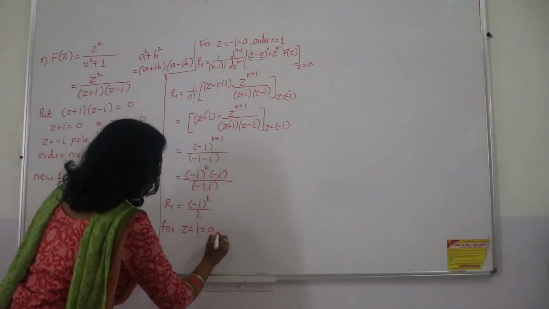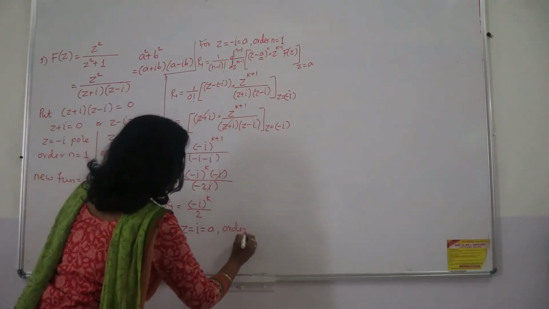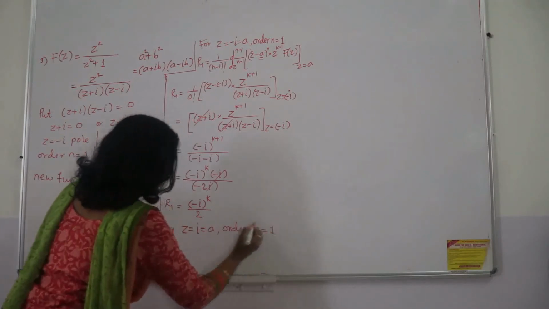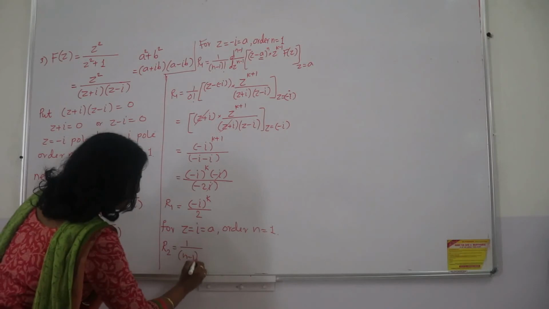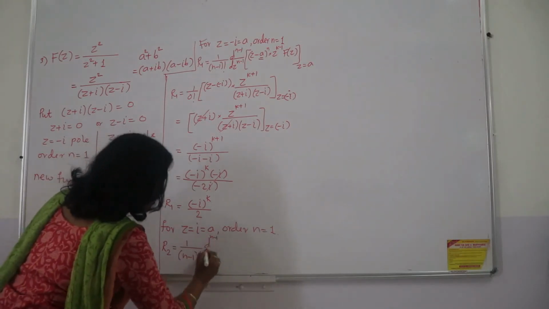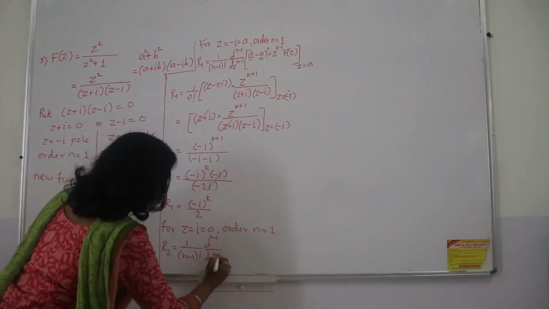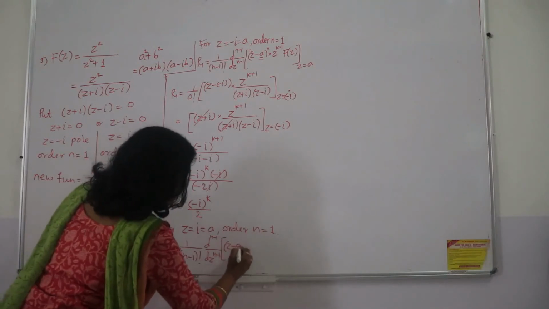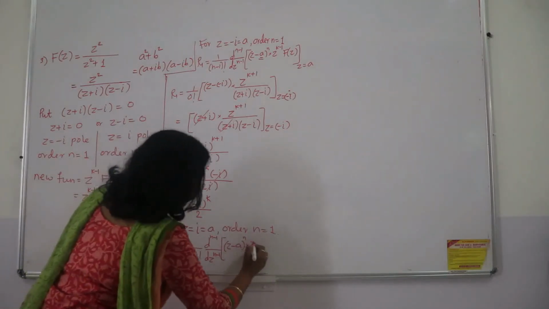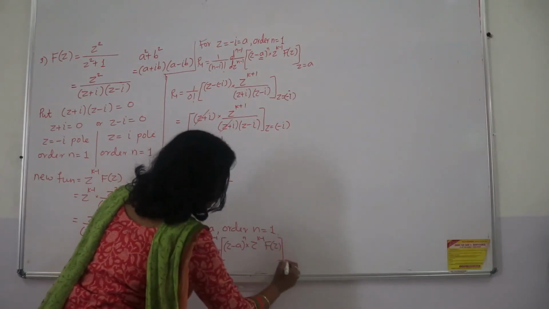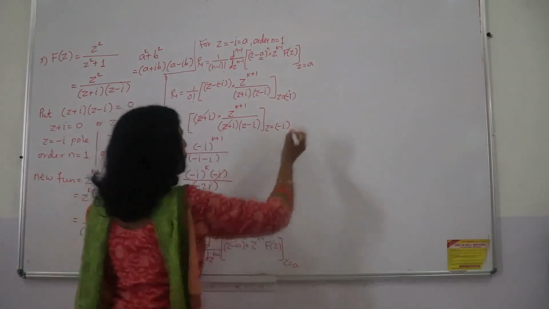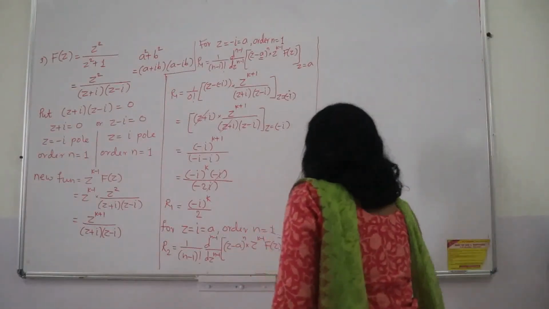This is the pole, and for this order n is equal to 1, and then again I have to write the formula R2 = 1 upon (n minus 1) factorial, d^(n-1)/dz^(n-1) of (z minus a)^n multiplied by z^(k-1) f(z). It is a formality now all the time, you know it. You might have learned the formula meanwhile. Okay, now let us see how to proceed.